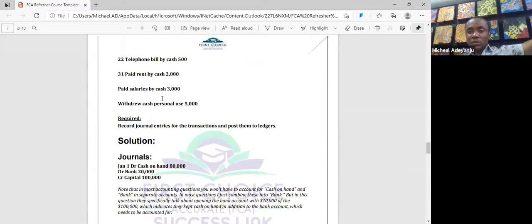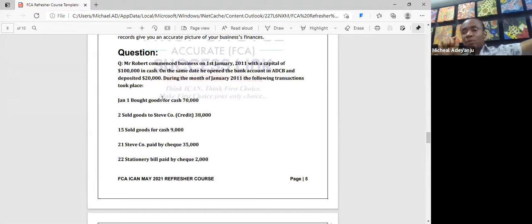So what does the other one tell us? Remember, for every line of transaction, what are we doing? We are opening a journal for them. We have not even combined it. We are just still opening a journal for each transaction. So, sold goods to Steve Co on credit. What does that make of Steve Co? Steve Co is our debtor. How can he buy goods on credit? It means that he is our debtor. So we already have a debtor in hand.